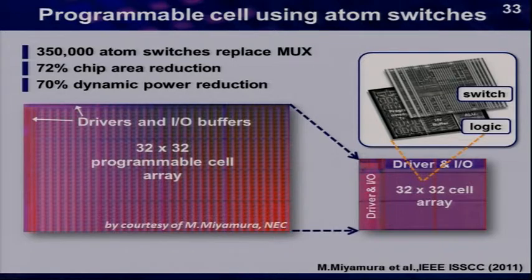Both chips have the same architecture, including 32 by 32 programmable cells, configuration drivers, and I/O buffers. Here show the logic cell, which has 354 switches in metal 4 and metal 5. These results were given by Dr. Miyamura of NEC.